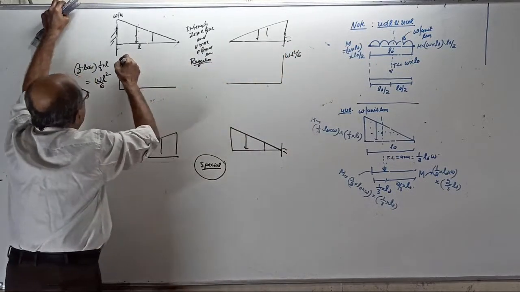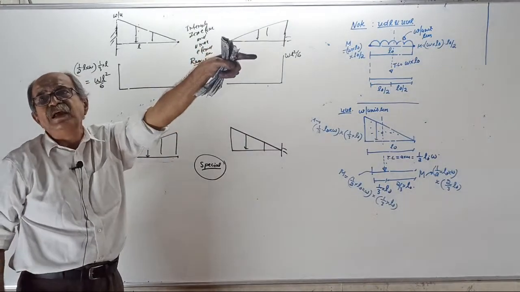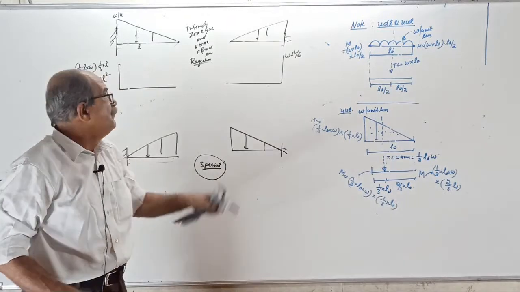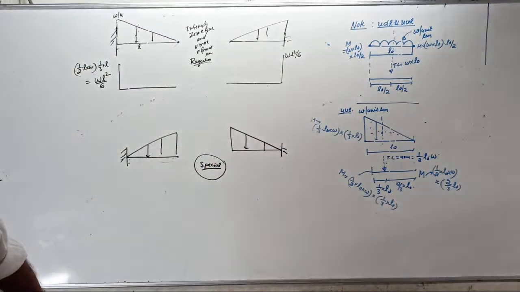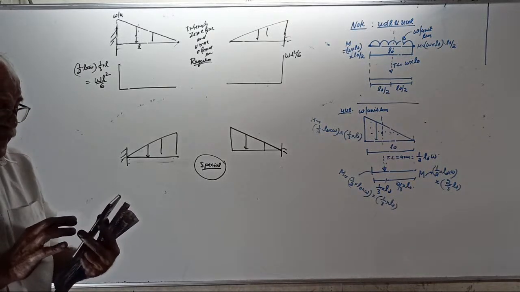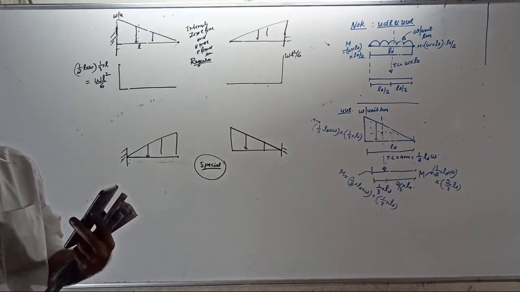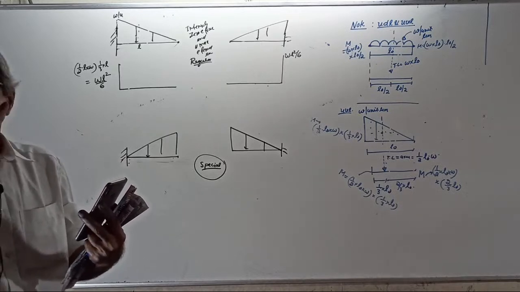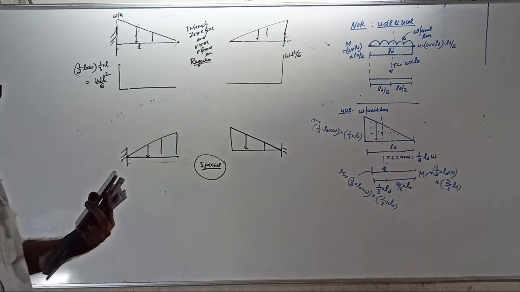Oh, I forgot. For UDL, you should write one thing that I forgot: parabola of what degree? You enter there, parabola of what degree. I forgot to tell you that the area equals 1/3 base into height. For UDL, it is a parabola of what degree?